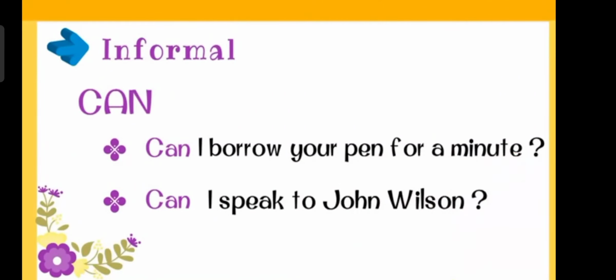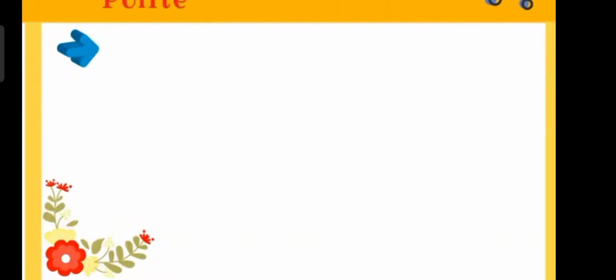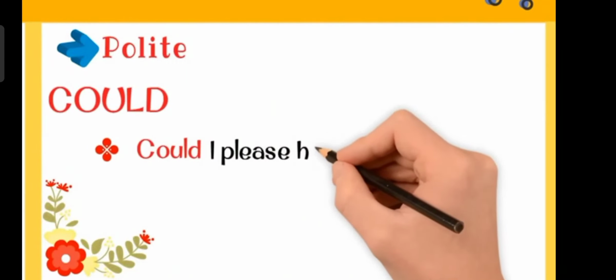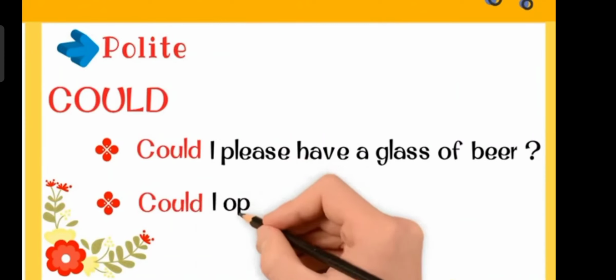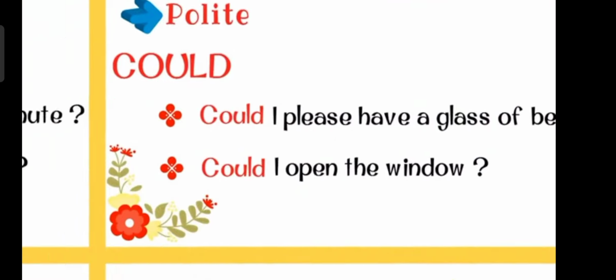Can I speak to John Wilson? The second one shows politeness. And for that we use the word could. Let's see the example. Could I please have a glass of beer? Could I open the window? Can is for present tense and could is the past tense.